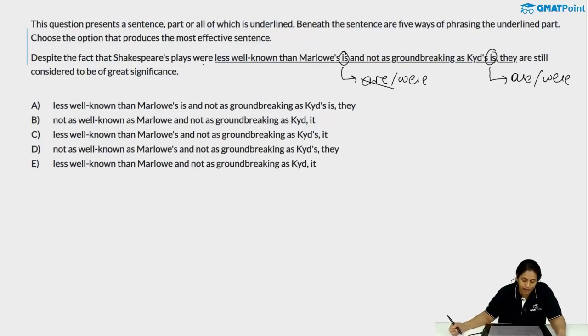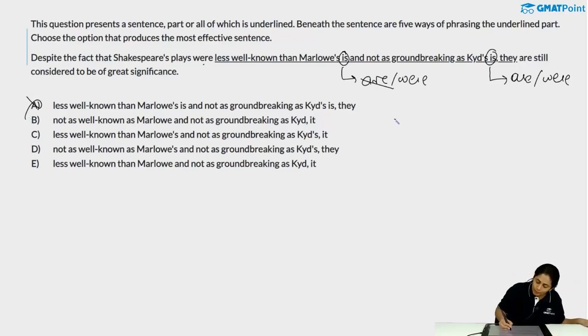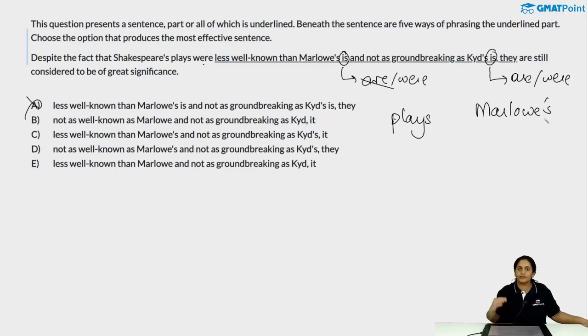Less well known than Marlowe's is, and not as groundbreaking as Kyd's is. This is incorrect, because "is" should be replaced with "were" and "are" as such, at least "are" or "were". Not as well known as Marlowe: you can't compare the playwright's plays to a playwright. The plays have to be compared to Marlowe's. Even if you write just Marlowe's, that indicates that you are referencing his work or his plays as such. But you can't just compare it to Marlowe as such.